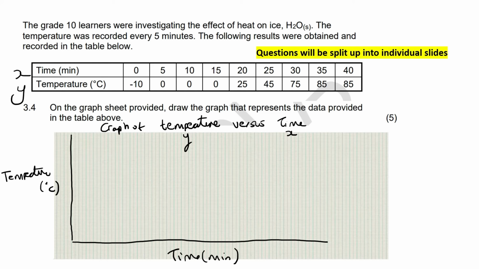Okay, now let's go plot the values. So the temperature starts at -10. So let's actually just extend this down here to -10. Then this is 0 degrees. And then it goes all the way up to 85.